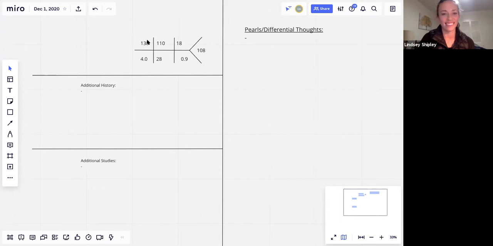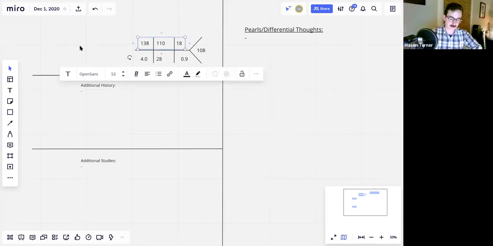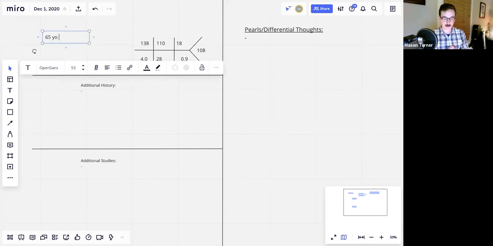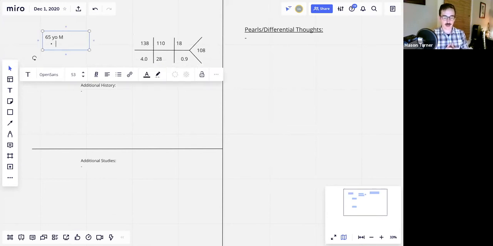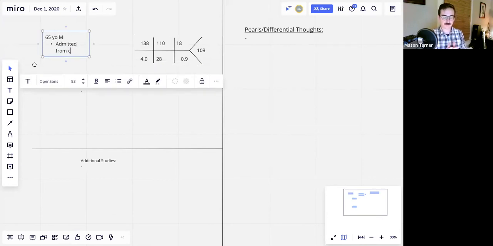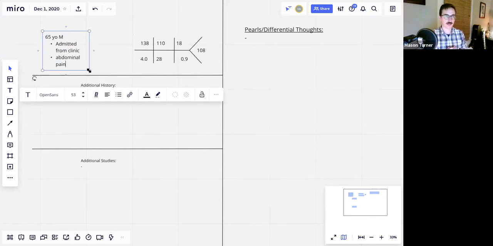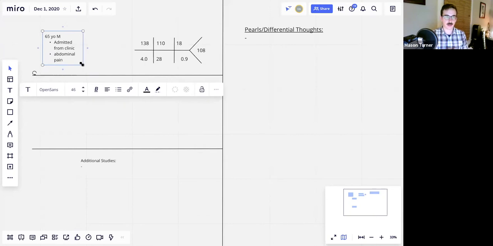Right. So we've got a 65-year-old gentleman being admitted from clinic with abdominal pain. And then why don't we just leave that there and go ahead and give you his labs.